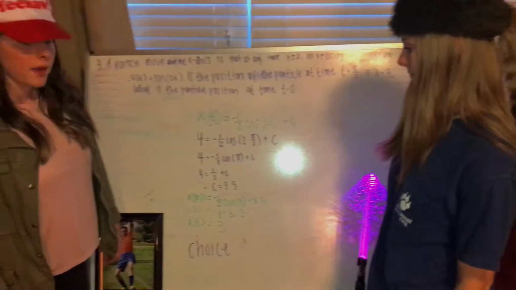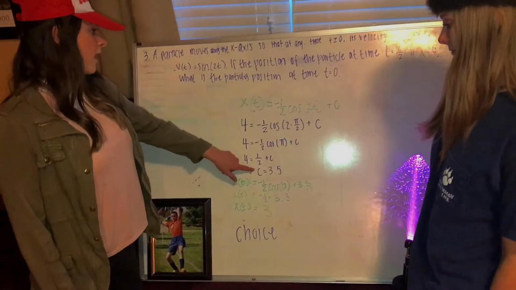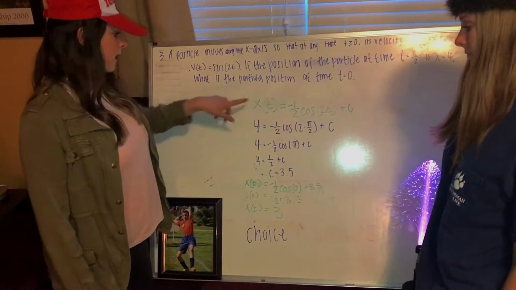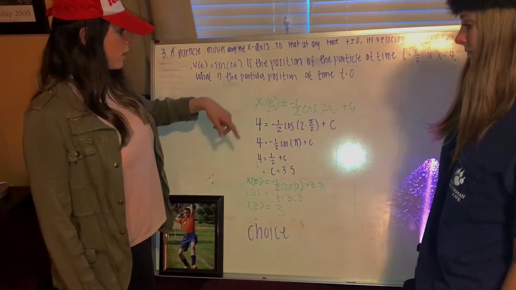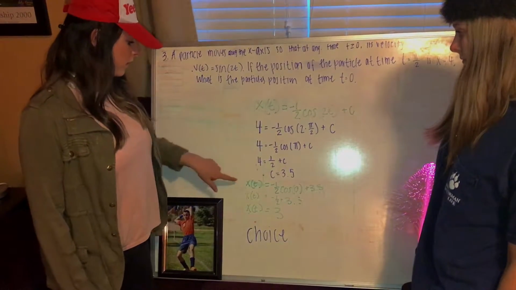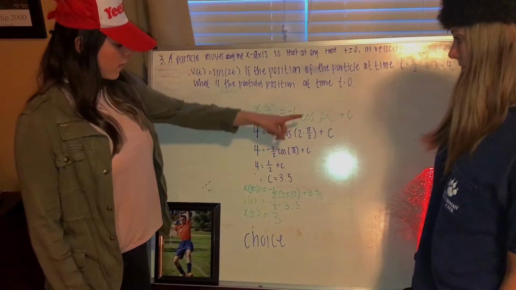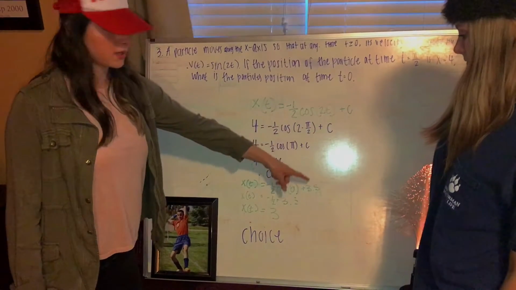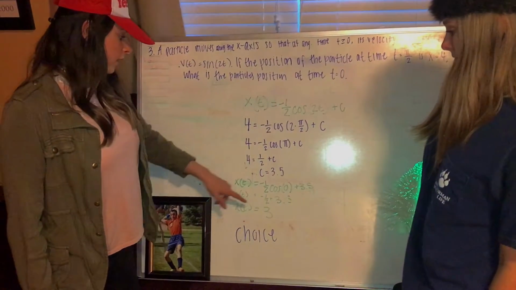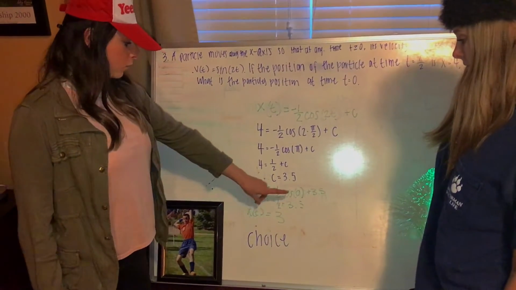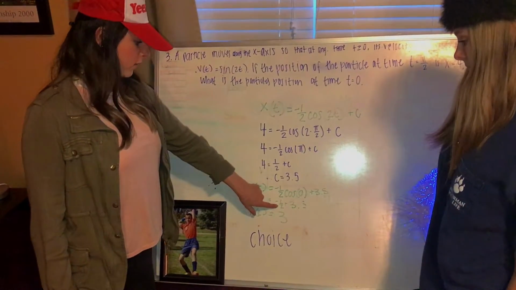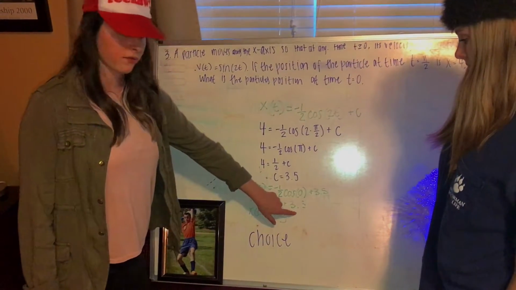And now that you know that your c is 3.5, now we can plug that back into the original position function. So if we're trying to find t equals 0, then you'll take your position function, plug in 0 for t, and now that we know plus c, we'll plug in 3.5. And cosine of 0 is 1, so 1 times negative 1/2 is just going to stay negative 1/2, and then you've got your plus 3.5.